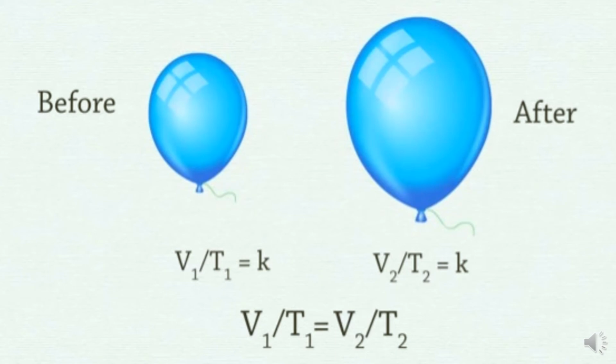Now if we consider a fixed amount of gas at a fixed pressure, placed at a temperature T1, its volume is V1, and when we increase the temperature to T2, the volume also increases to V2, as you can see here in these two balloons. So the ratio of V and T will always be a constant value. That means V1 over T1 will always be equal to V2 over T2.